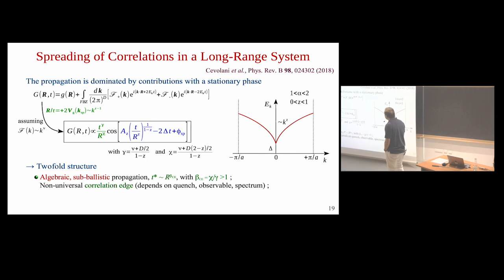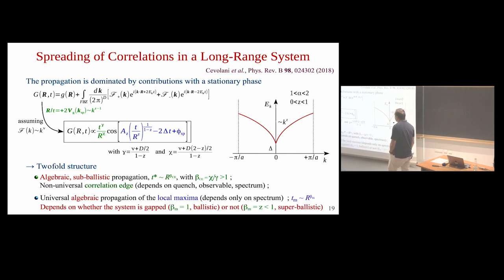The other interesting thing is what happens for the oscillation here of the cosine function. In this case, the behavior of the local maxima depends very much on whether you have a gap or not. If you don't have a gap, so this delta is equal to 0, this behavior is trivial. You easily see that this will be a constant when t is proportional to r to the power of z. Remember that z is smaller than 1. So in this case, it means that if you don't have a gap, the behavior of the maxima will be superballistic.